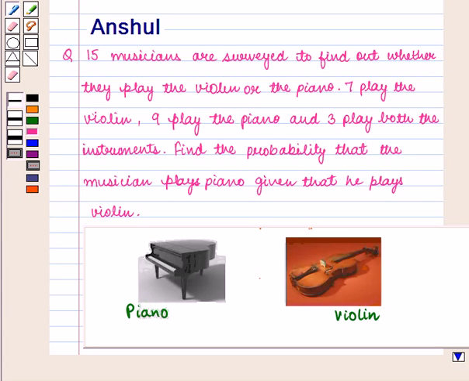In this session, we are going to discuss the following question. The question says that 15 musicians are surveyed to find out whether they play the violin or the piano. 7 play the violin, 9 play the piano, and 3 play both the instruments. Find the probability that the musician plays piano given that he plays violin.